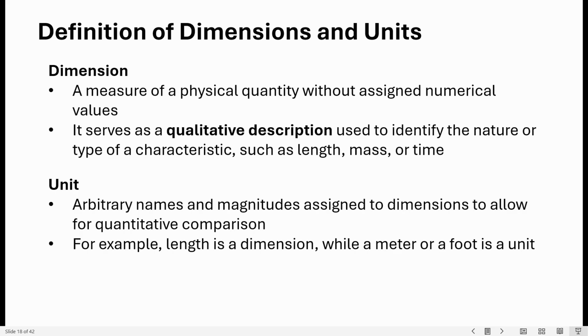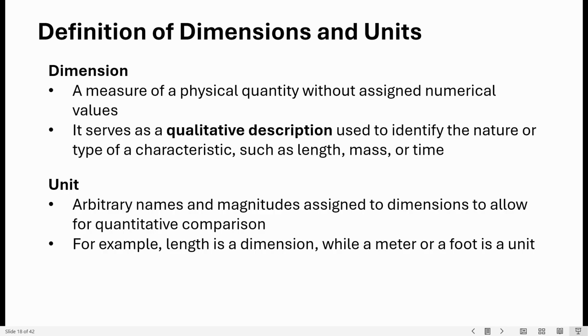So a dimension is a measure of any physical quantity without assigning a numerical value. It serves as a qualitative description to identify the nature or type of characteristics such as length, mass, or time. When you talk about dimension, you do not talk about any value that is assigned to it. It's just a description. This is quite self-explanatory. So you have length, mass, or time, and also temperature.